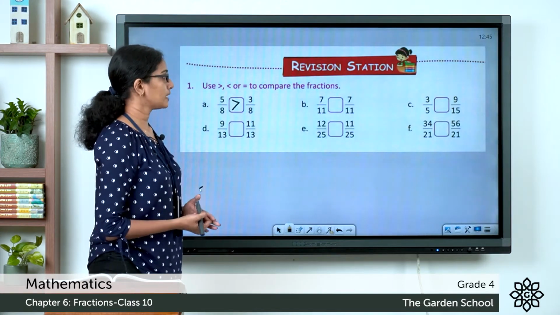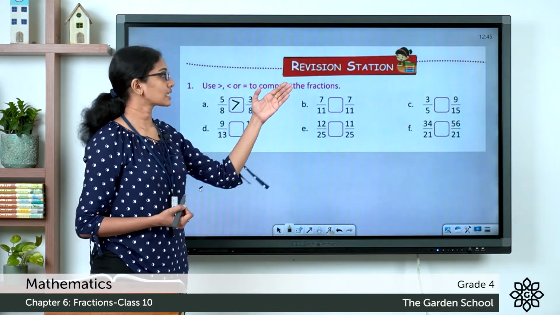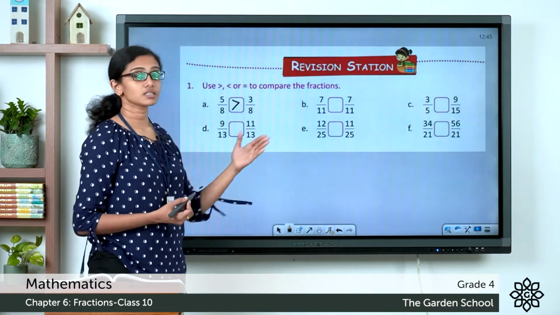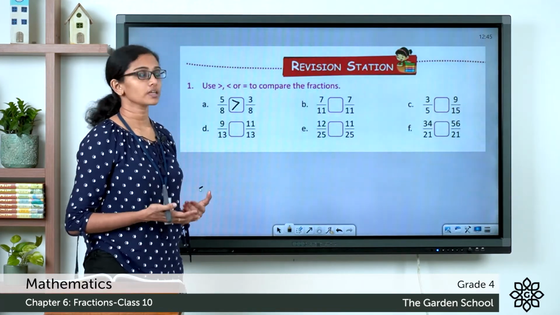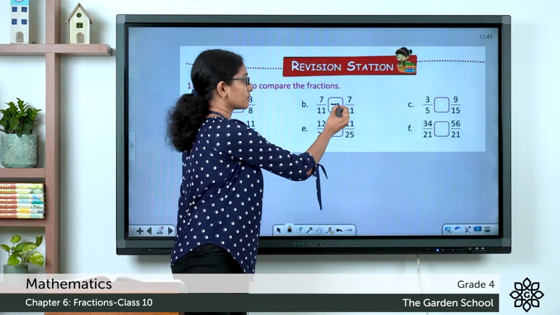The next one, B, 7 by 11 and 7 by 11. The given fractions are the same or equal. So, just put equal to symbol here.